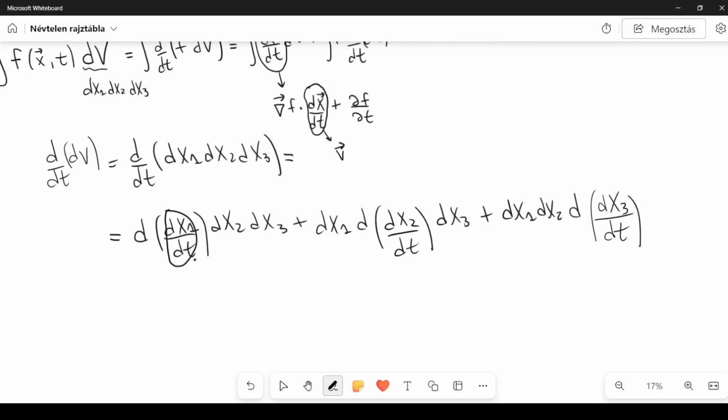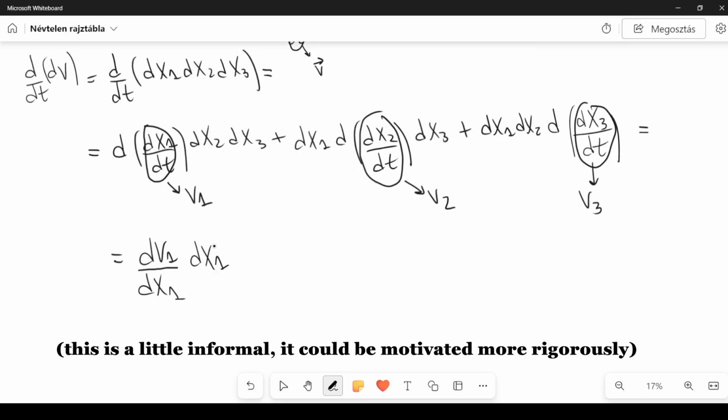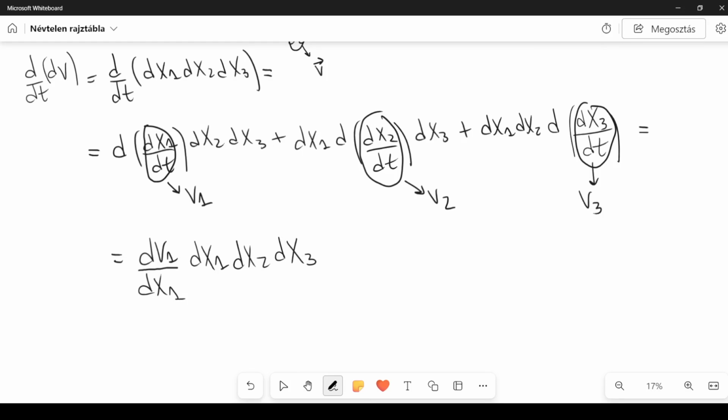Now, the derivative of x1 with respect to time can also be written as the first component of the velocity. This would be the second component of the velocity, and this would be the third component of the velocity. So here we really have differentials of the velocity. So let me rewrite it. We have the differential of v1 here, and then in order to let the volume appear again, we can divide this differential by dx1, and then we multiply by dx1, and we also have to multiply by dx2 and dx3.